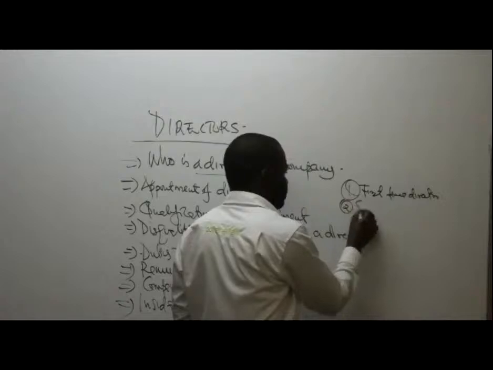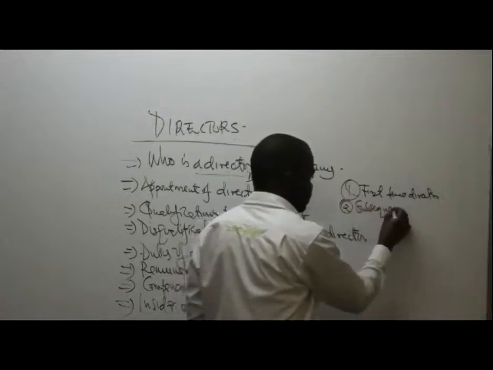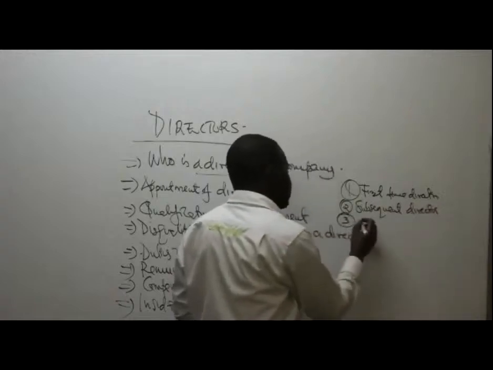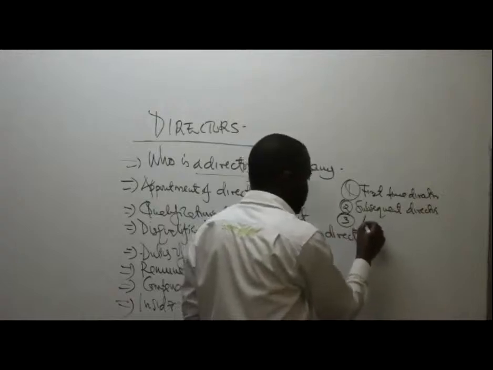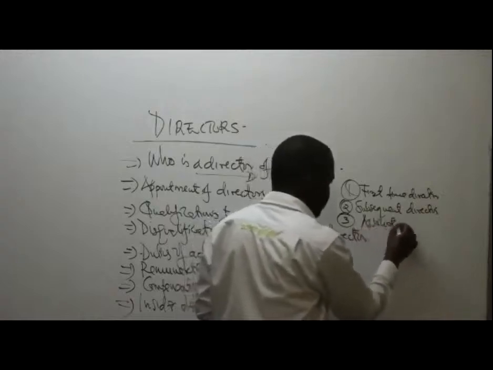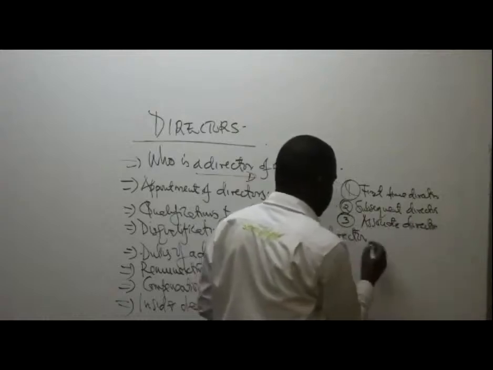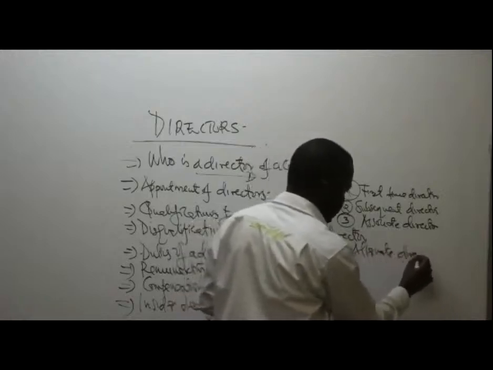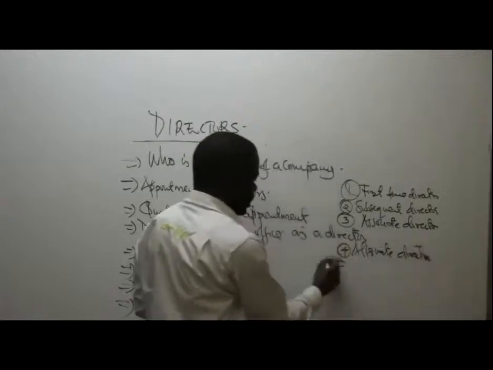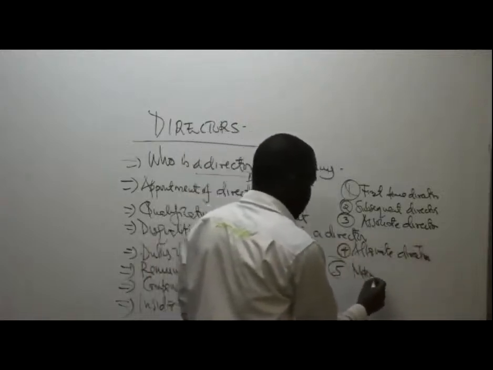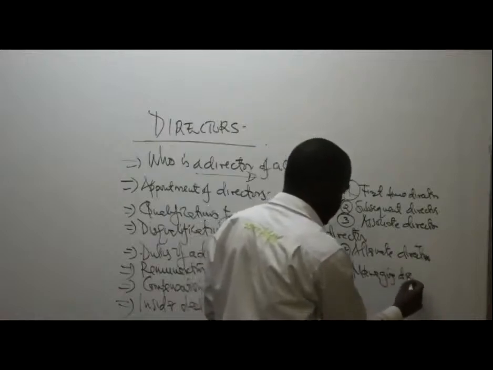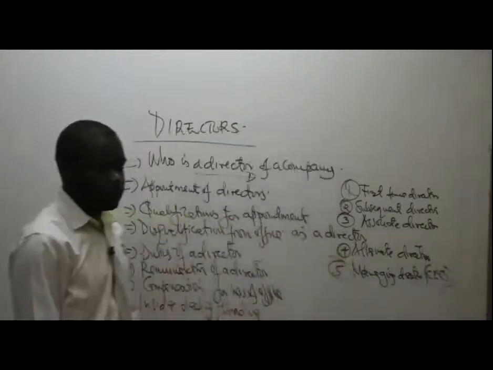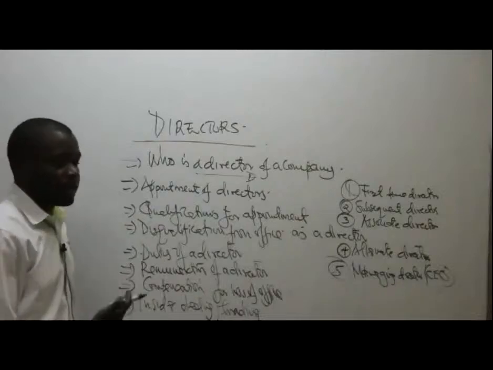You can be a subsequent director. You can be an associate director. You can be an alternate director. You can become a managing director in a company. In other places, this person will be known as the chief executive officer. These are the ways you can find yourself being a director of a company.